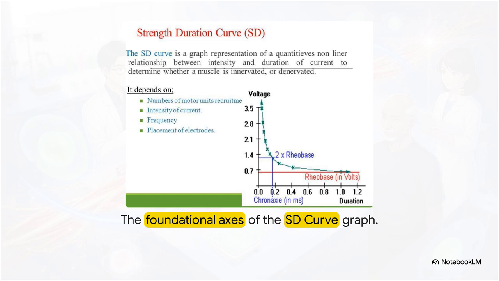Okay, so let's look at how we actually build the graph of the SD curve. We can explain in easy terms. Honestly, simple enough for a 5-year-old. The vertical axis represents strength or voltage. Simply put, it's just how strong the shock is. And the horizontal axis, that's duration, or time, which is usually measured in milliseconds. That's literally just how long the shock lasts. By plotting these two metrics against each other, boom, we create our curve.